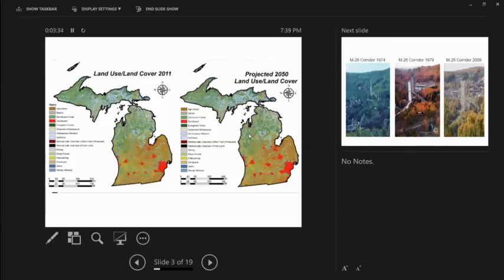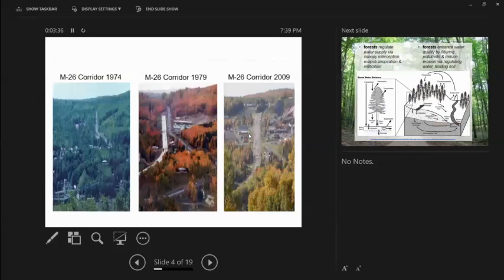Now looking again, getting closer, now this is recent history. Some of you may have seen these pictures before, so we're looking up the M26 corridor, starting in 74 with not much going on to 79 and then 2009. And there's additional, of course, commercial activity that's been put along the M26 corridor since 2009.